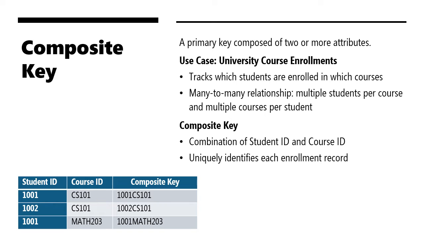To uniquely identify each enrollment record, we combine the student ID and the course ID. Neither of these alone is sufficient to uniquely identify a record, but together they form a composite key. The combination of student ID and course ID uniquely identifies each enrollment.